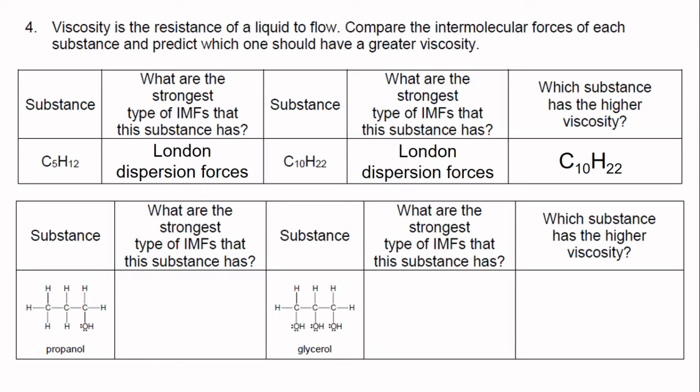For the next two molecules, you can see an OH group on each of these, so propanol and glycerol would both experience hydrogen bonding interactions. But since glycerol has 3 OH groups, there are more opportunities to form hydrogen bonding interactions with neighboring molecules. So glycerol has stronger intermolecular attractive forces, it would have a higher boiling point than propanol, and it would have higher viscosity as well.